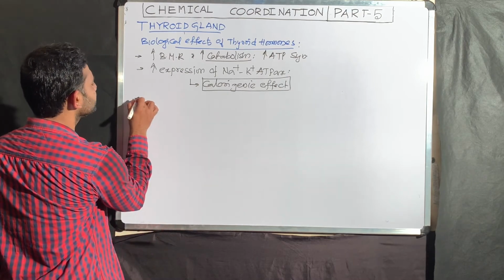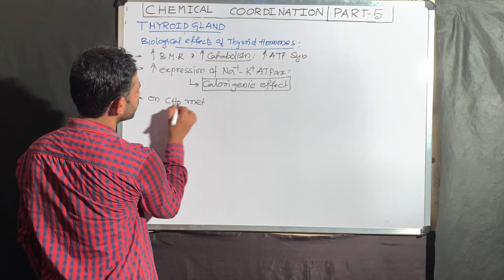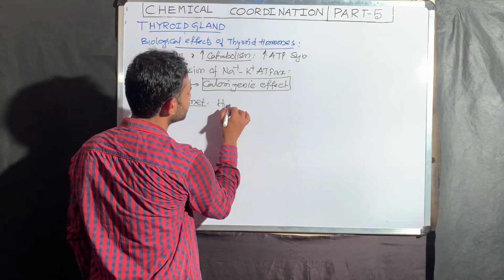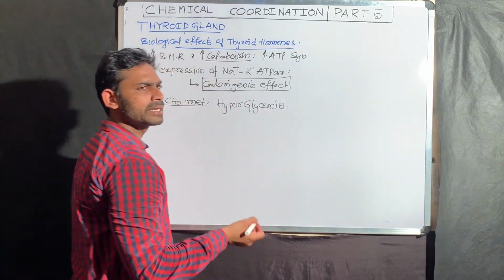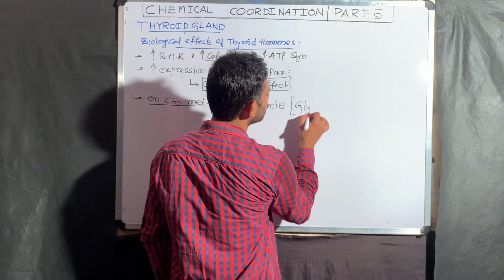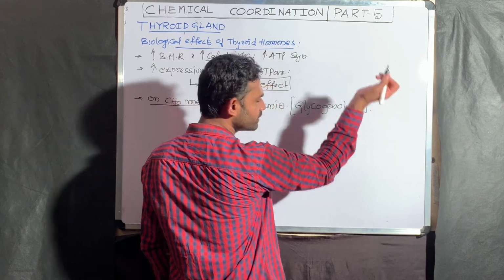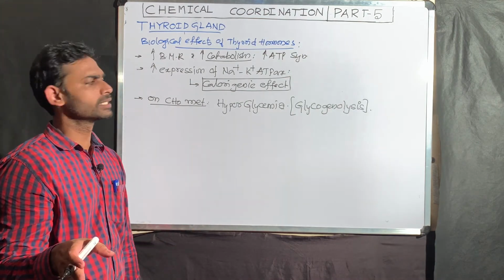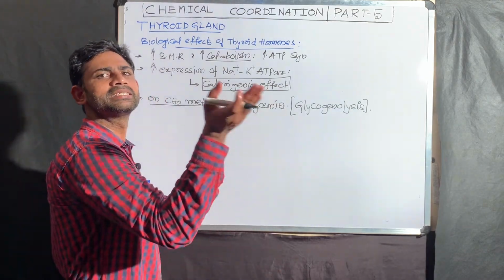The next point is the effect on carbohydrate metabolism. Effect of thyroid hormones on CHO, which stands for carbohydrate: hyperglycemia. What is the meaning of hyperglycemia? Increased blood glucose level. How is it increasing the blood glucose level? By glycogenolysis, that means breakdown of glycogen, especially in the liver. That glycogen breakdown results in formation of glucose from the liver cell. The glucose enters the blood, thereby increasing the blood glucose level.